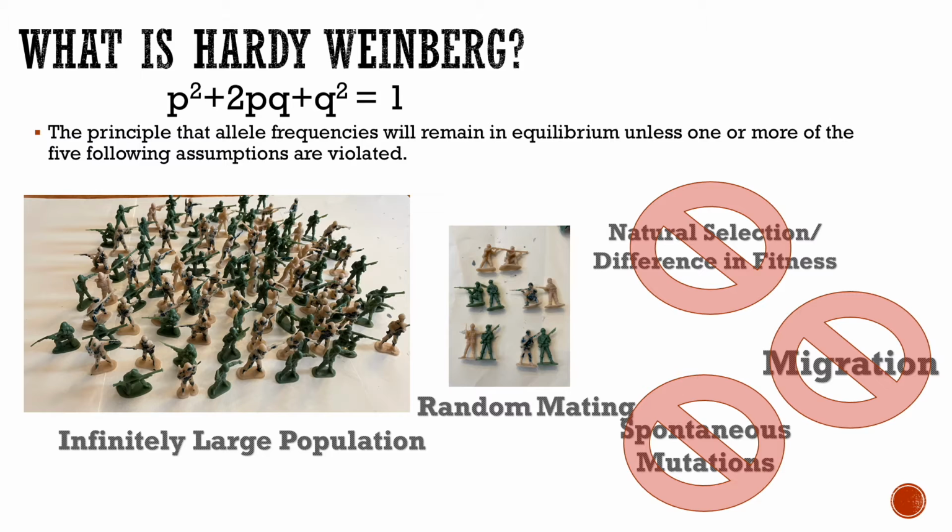This is the principle that allele frequencies remain in equilibrium unless one or more of the 5 assumptions pictured are violated. Our population of soldiers is in equilibrium as we have an infinitely large population, random mating is occurring, and there is no natural selection, no migration, and no spontaneous mutations, as they are at peace.